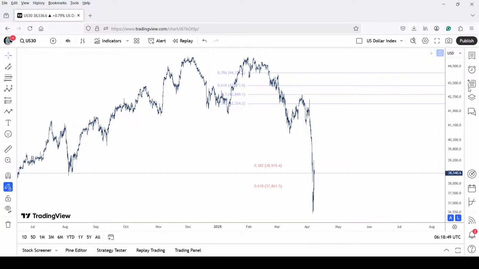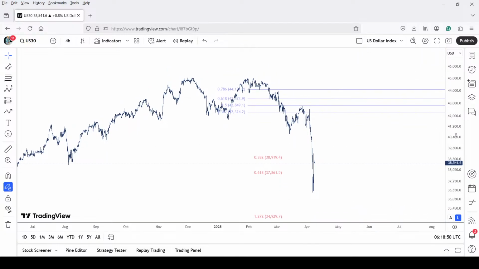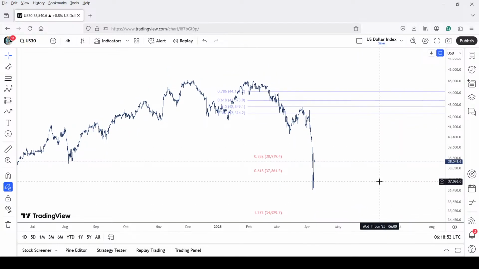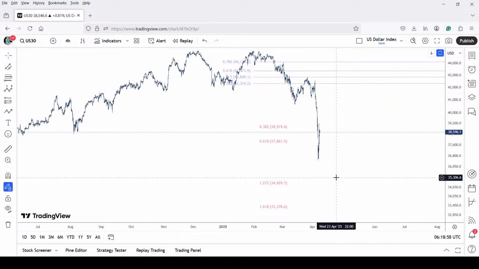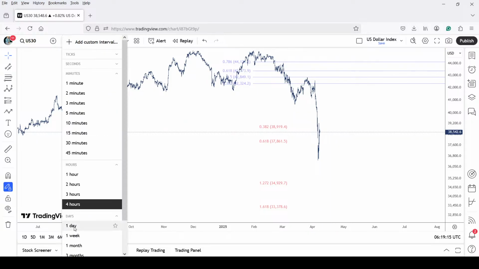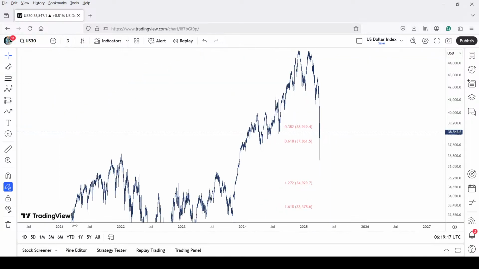So wave 3 is extending, and it's already hit the first target around 36,000. The next one to be taken out should be around the 33,000 mark. But I think it's not going to happen so soon. We might get another chance to sell around 40,000 going forward. But tell you what, the bear market is completely looking set now.